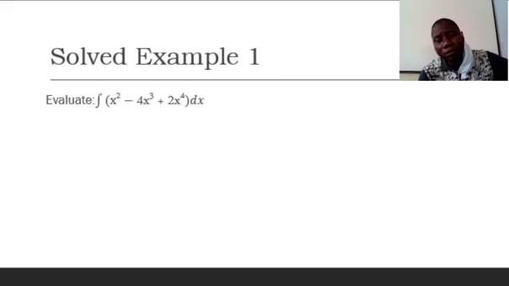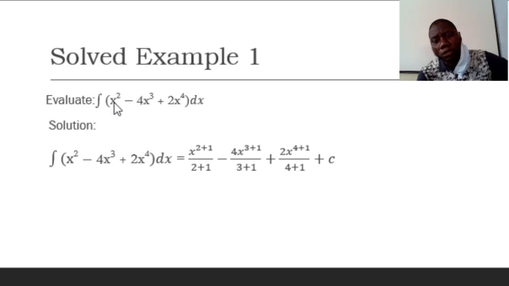Now we have this problem to be solved. You have to integrate the function x raised to power 2 minus 4x cubed plus 2x power 4 with respect to x. So what I'm going to do in this case is to integrate each of the terms individually. So if I'm to integrate x raised to power 2, the process is to increase the power of x by 1 and divide by the new power, which is x raised to power 2 plus 1 over 2 plus 1, minus 4x raised to power 3 plus 1 over 3 plus 1, plus 2x raised to the power 4 plus 1 over 4 plus 1, plus c.